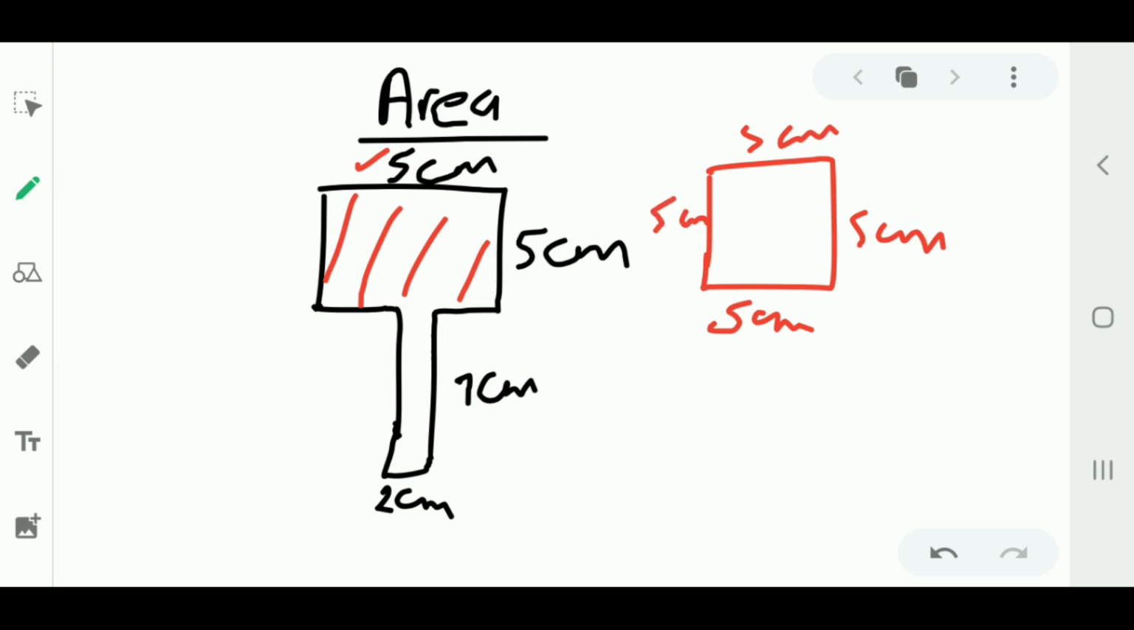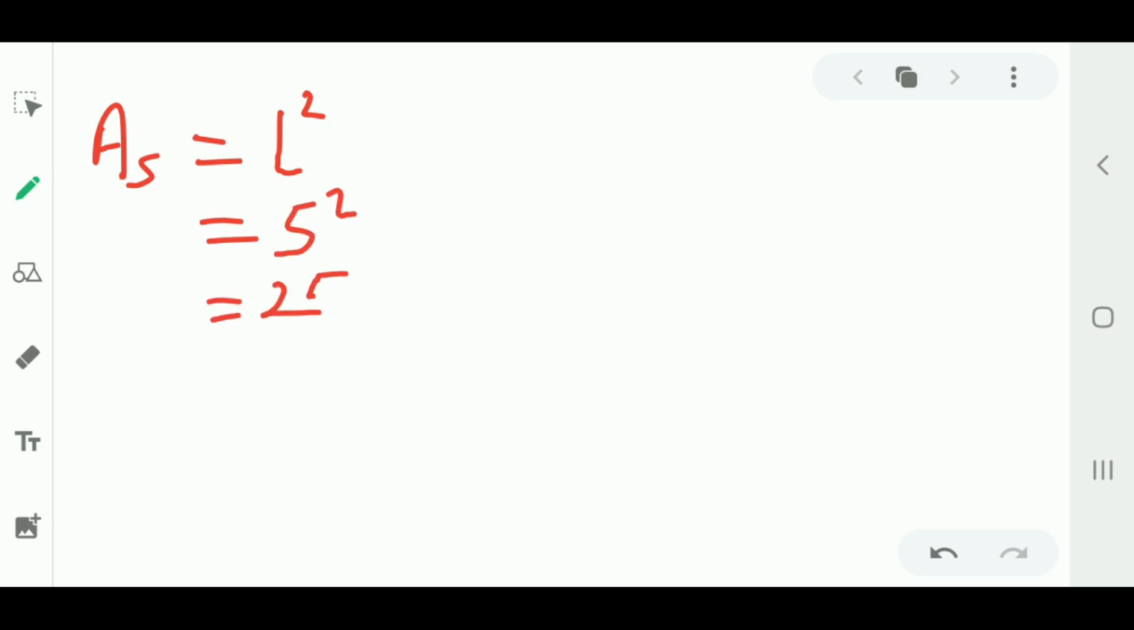Right? And then we have a rectangle here. This is 7 centimeters. This is 2. That means this is 2 here as well, and this is also 7. So what we do first is find the area of the square, and that is length squared. So it is 5 squared, which is 25 centimeters squared.